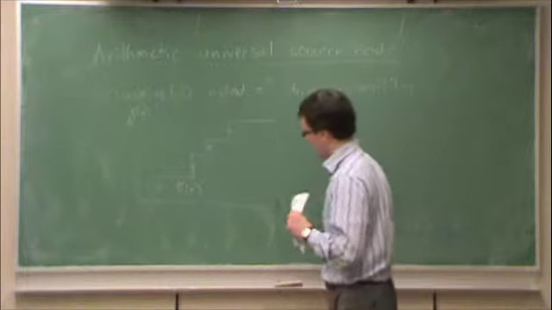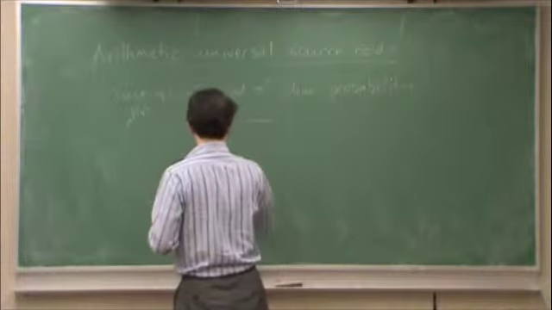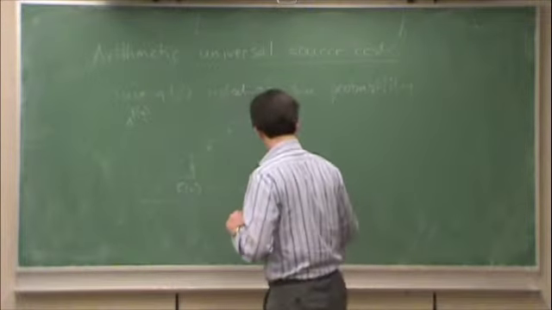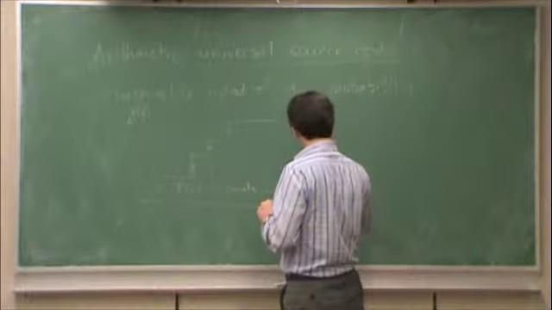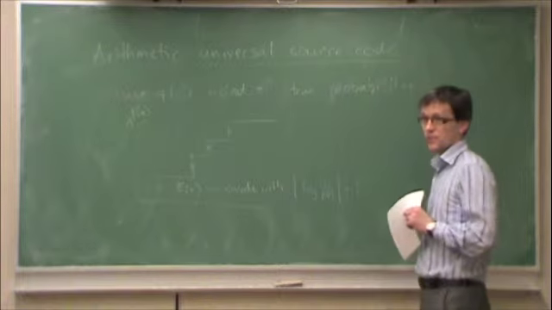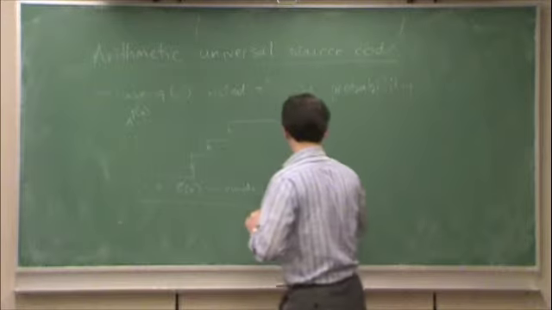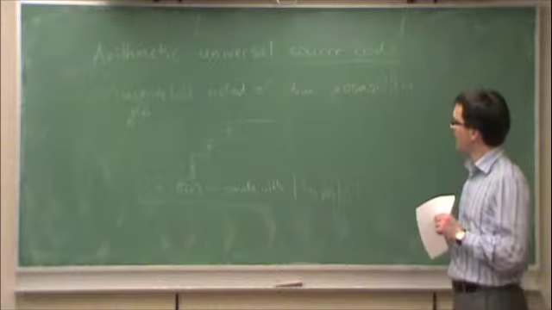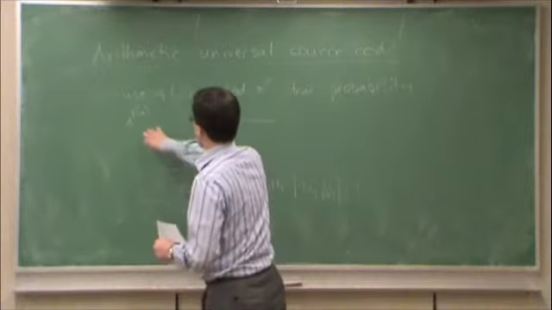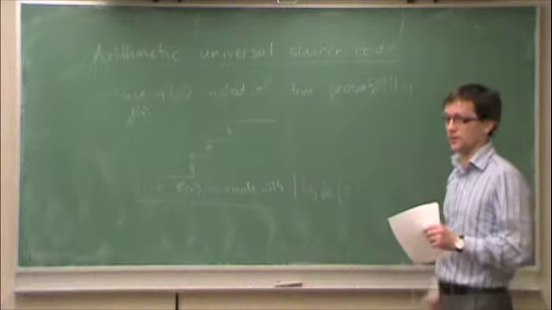So what I do is I get F bar, and then I encode with ceiling of log 1 over p of x, plus 1 bits. In other words, I take the binary expansion of F bar and encode with this many bits. So nothing really changes here, except that in order to get F bar, I'm using q instead of p.